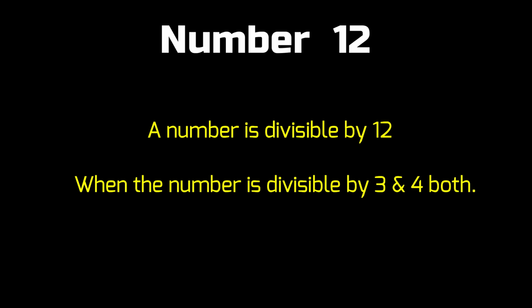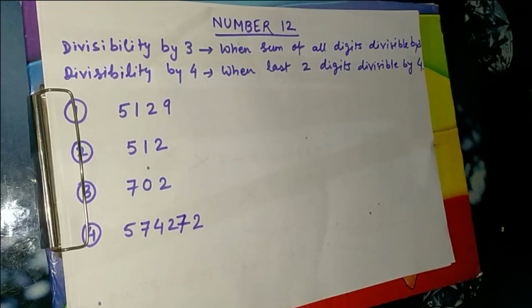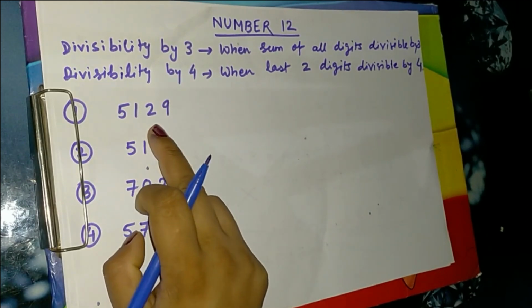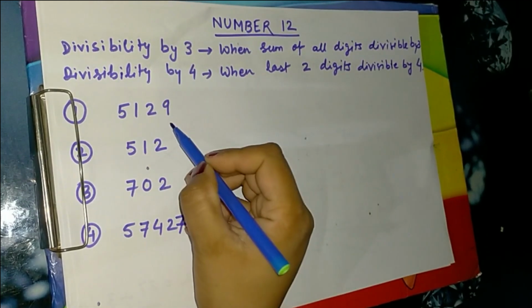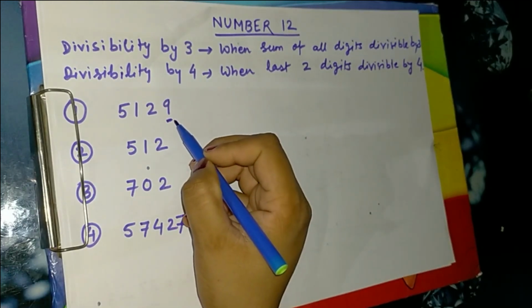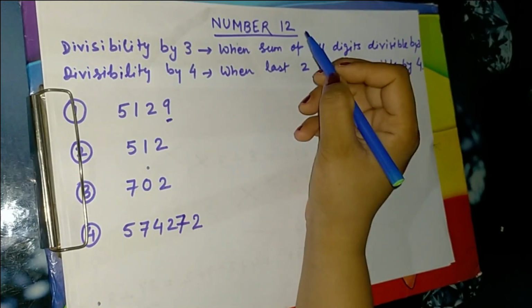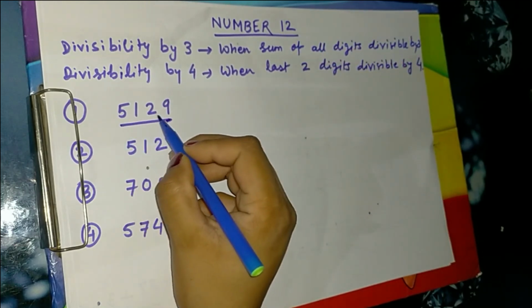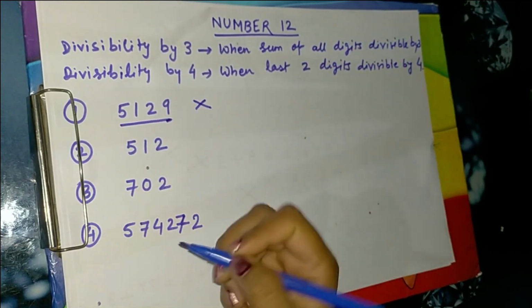A number is divisible by 12 when it is divisible by 3 and 4 both. For example, here we have 4 numbers. Our first number is 5129. Here you can see that the last digit of this number is 9, which is an odd number, and we know that 12 is an even number and it can divide only even numbers. So it is very clear that 5129 is not divisible by 12.